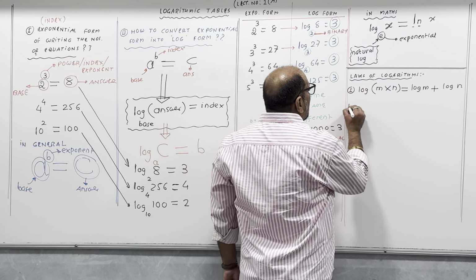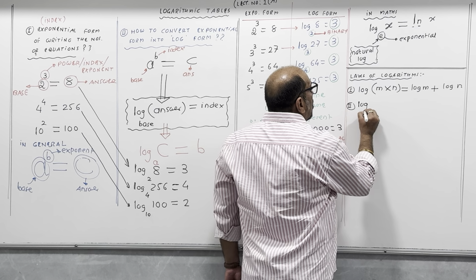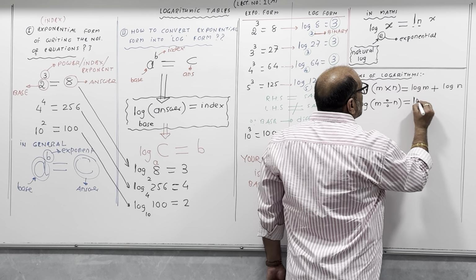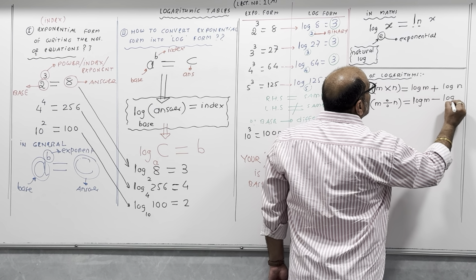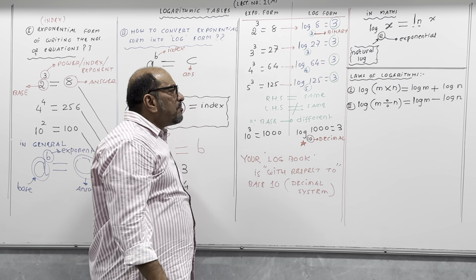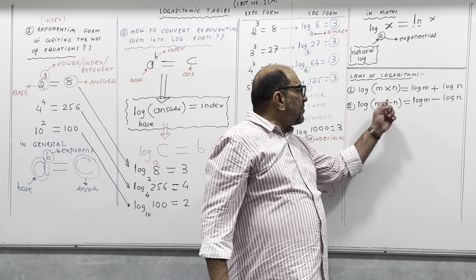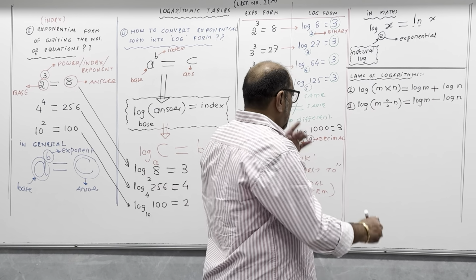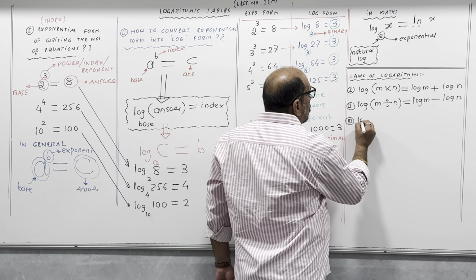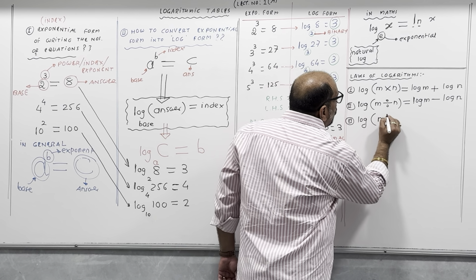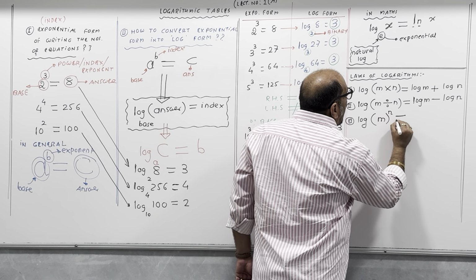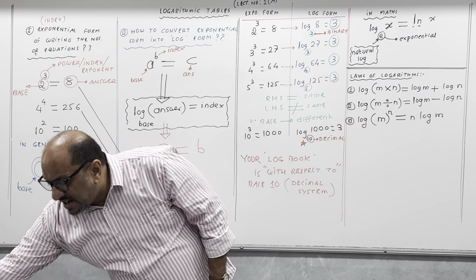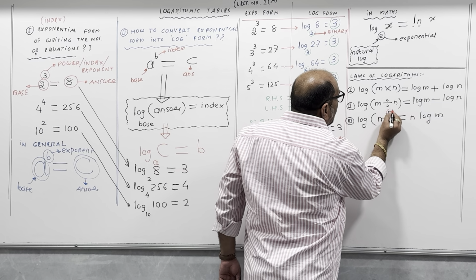The second law is, I think you can predict this, it is easy. Log of m upon n. Log of m divided by n is log of m minus log of n. So rule number 2, log of division of two things is subtraction of logs of those two things. The third one is log of m raised to n is equal to n log m. So over here we say that the power becomes coefficient.